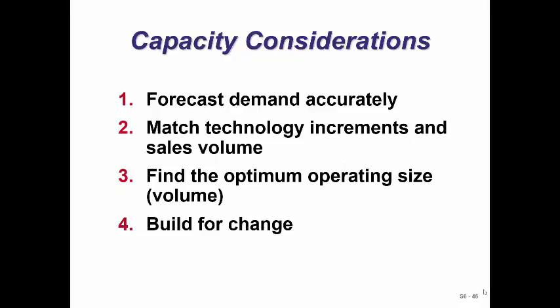Capacity considerations, so forecast demand accurately, obviously. Match technology increments to sales volume. So technology increments may be, one machine will do whatever number, a second machine will do double that. What level do you need? What kind of machinery are you going to buy or design? Operating size, there's going to be an optimum based upon your forecast, and then build for change. If machinery does have the capability to expand, that is something you certainly want to shoot for.